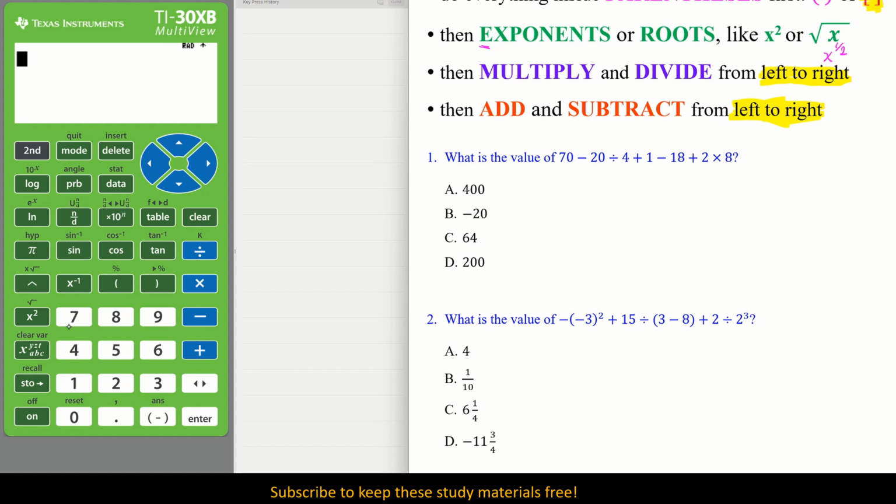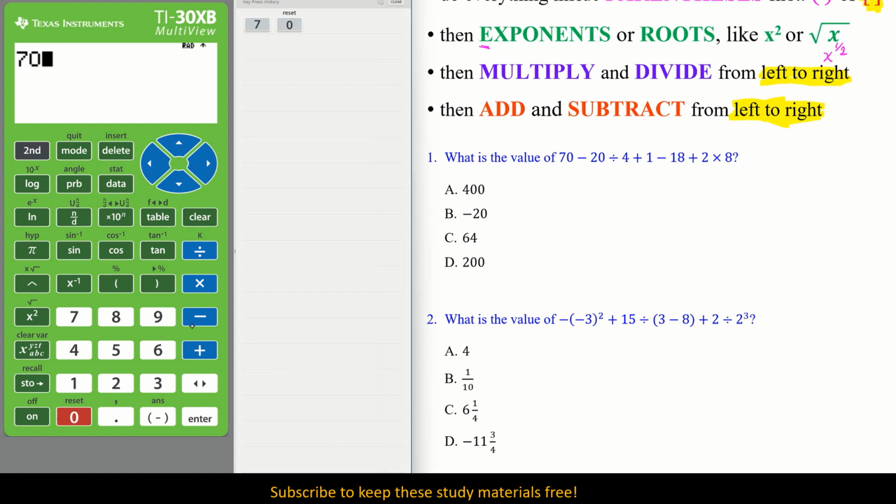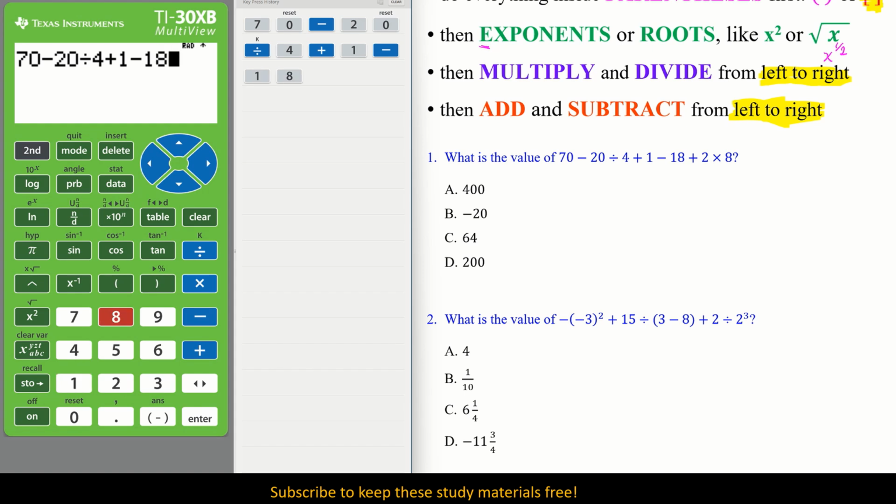Okay, so let's do this. 70 minus the 20, divide by 4 plus the 1 minus the 18 plus 2 times 8. Now you need to make sure that you entered it correctly. Every now and again, I hit the wrong button. I'm going to arrow over. Make sure you know to arrow over. Check the whole thing. Now let's push enter and see what happens. And there you go. That is the correct answer.